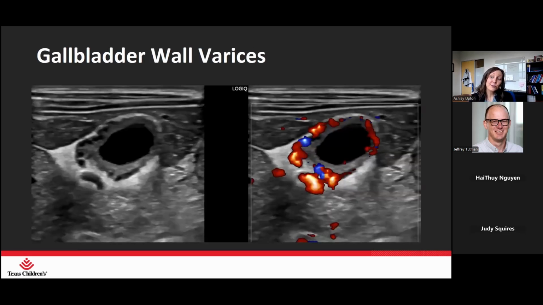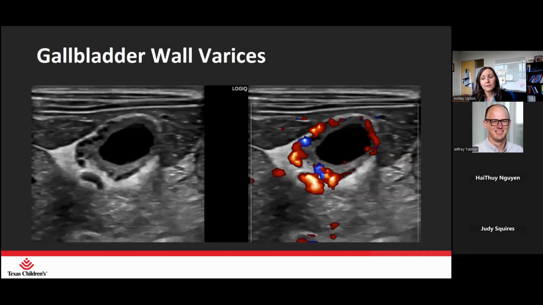So if you suspect that you have found a patient with prehepatic portal hypertension, also look for some secondary signs. One place to look is the gallbladder. So the gallbladder wall develops varices in the setting of portal hypertension. And these are often seen in the setting of chronic portal vein thrombosis patients.